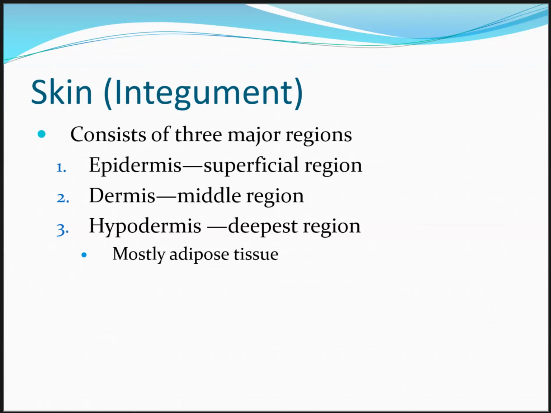So if you've heard of hypodermic needles, this is the region they aim for. And the hypodermis is full of adipose tissue, which is nothing but fat cells. So these fat cells protect our internal organs from cooling too much or heating too much. So they provide a thick layer of protection.